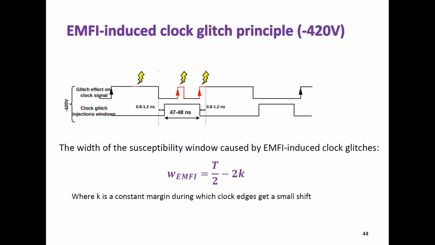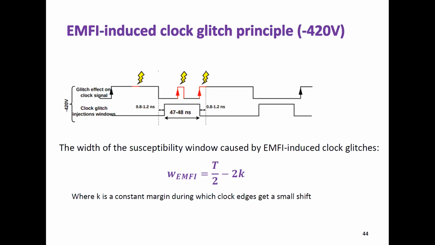As well as by analogy, what happened for the positive pulse, it's the same for minus 420 volt. Three distinct behaviors are obtained. When the EM injection time corresponds with clock equal to 1, there is no effect. When it corresponds with clock equal to 0, we obtain positive glitches. And when it's just before the clock rising edge, we get a small shift, for a constant margin equal to K. The width of this susceptibility window is T minus 2K.